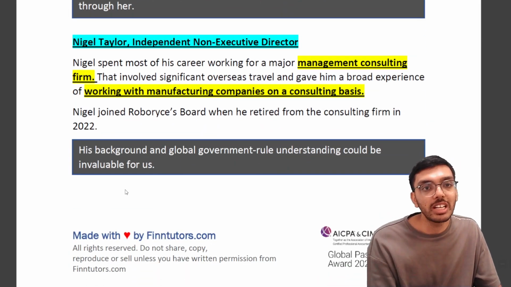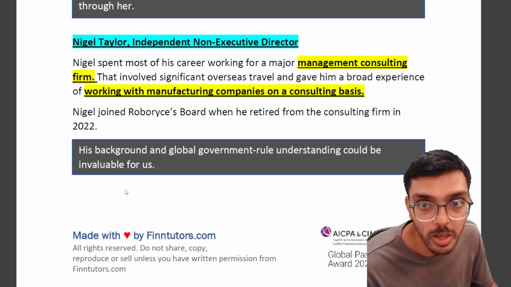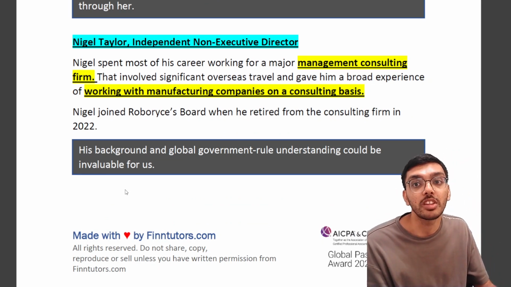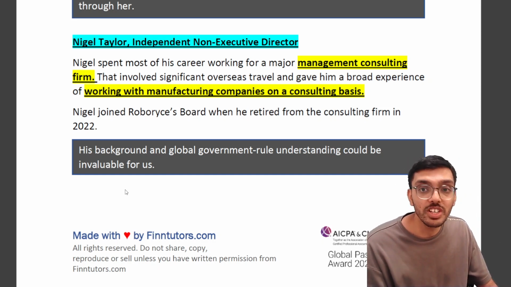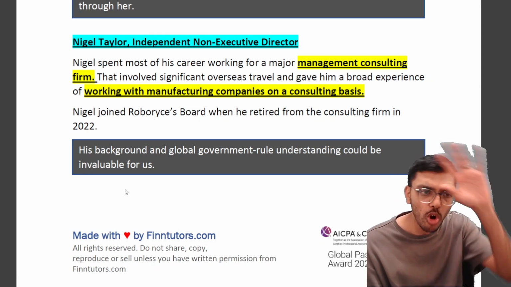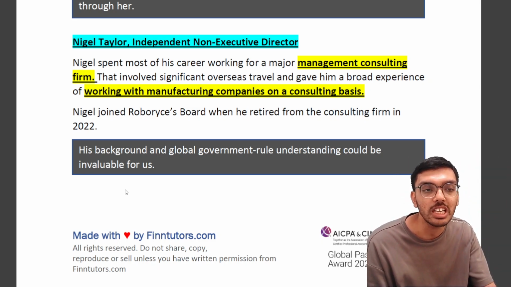Then we have Nigel Taylor. So Nigel spent most of his career working for a major management consulting firm. That involved significant overseas travel and gave him a broad experience of working with manufacturing companies on a consultation basis.